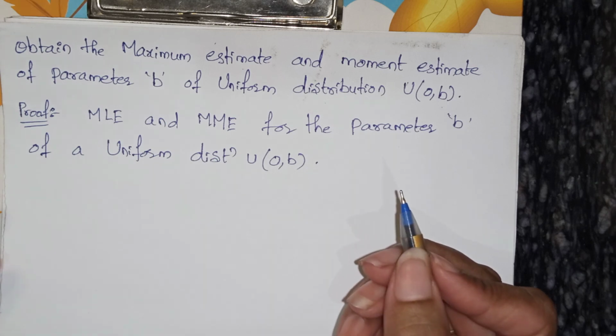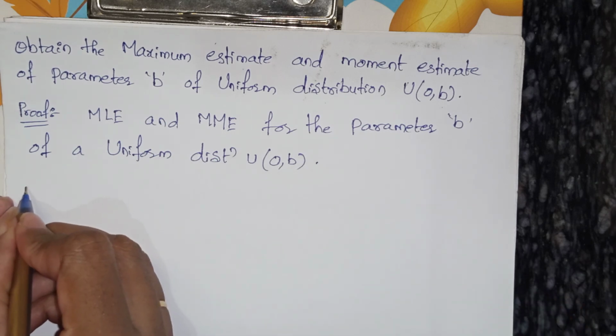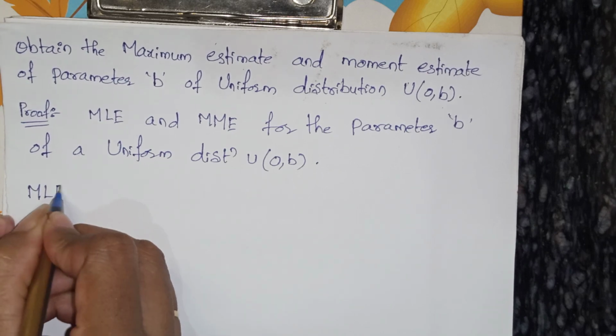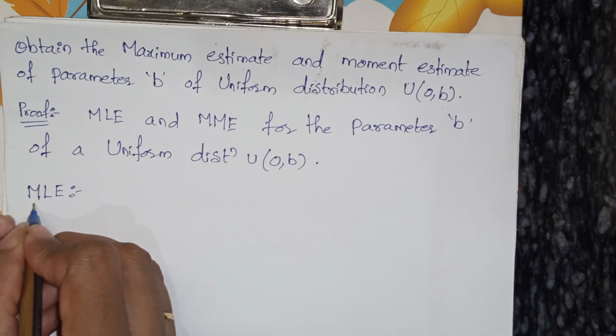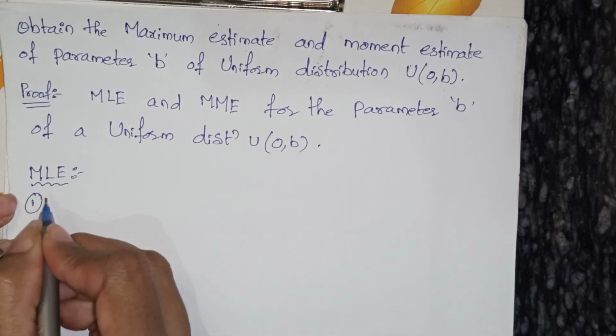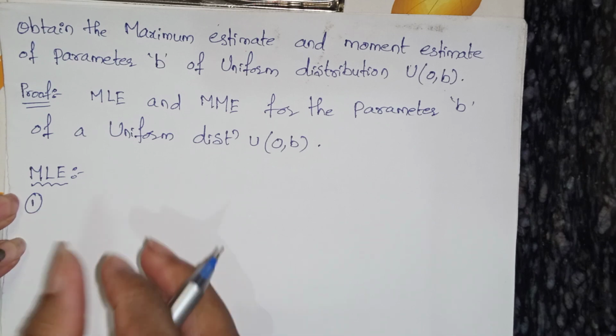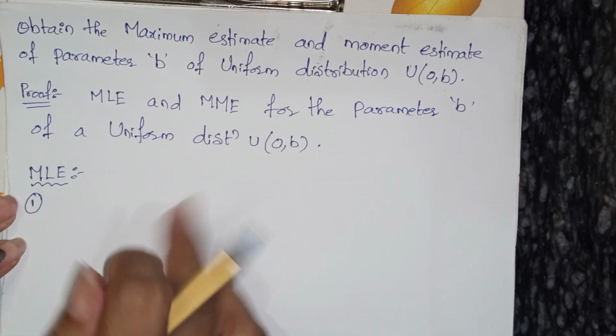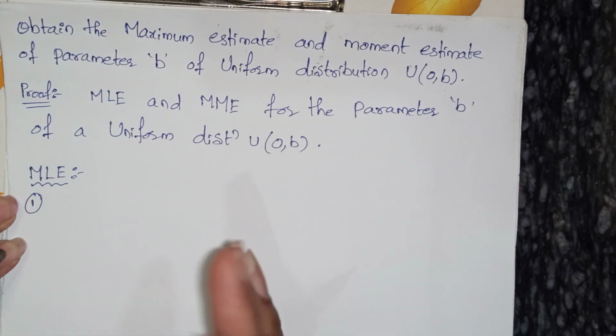Let us discuss. First I'm going to tell about MLE, the maximum likelihood estimate. The first step is to write the PDF, the probability density function, for the uniform distribution. Why? Because we are going to find the parameter related to the uniform distribution. So that's why we have to write the PDF of the uniform distribution.